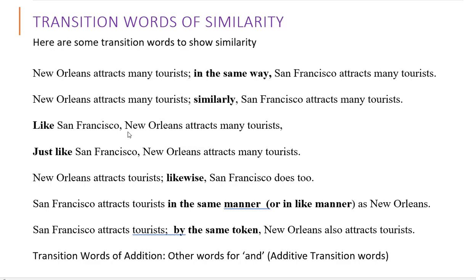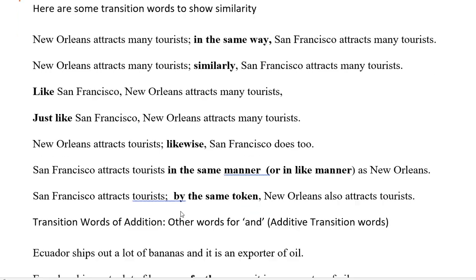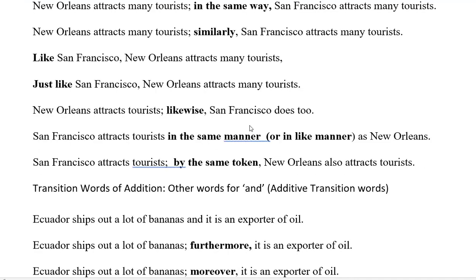So instead of saying and, you can say in the same way, similarly, or like San Francisco, New Orleans attracts many tourists. Or just like San Francisco, New Orleans attracts many tourists. Or you could use likewise, in the same manner, or by the same token. And so all of these are different ways instead of saying and.